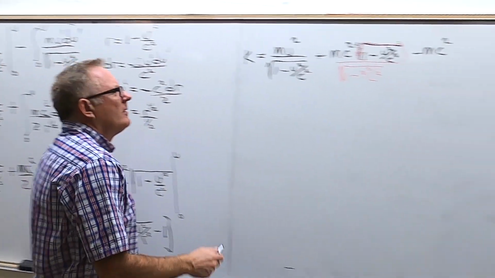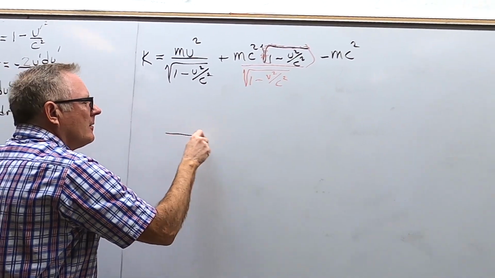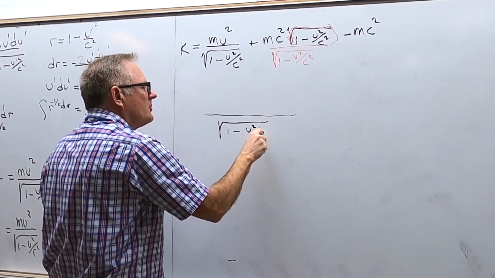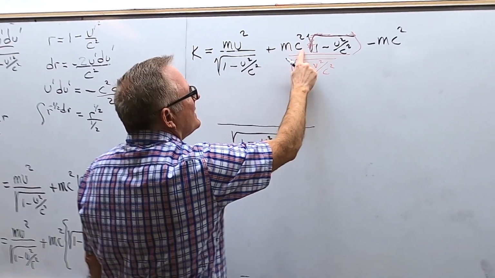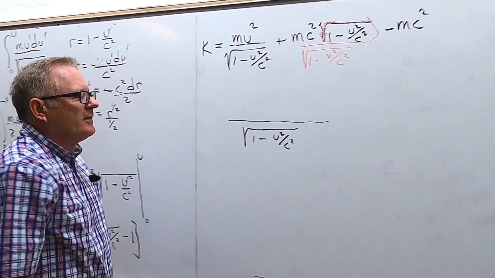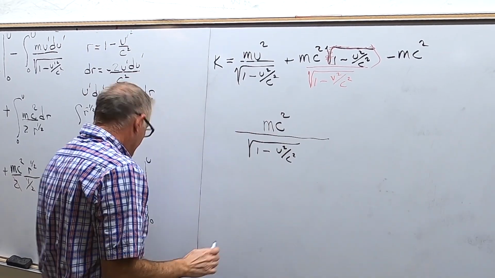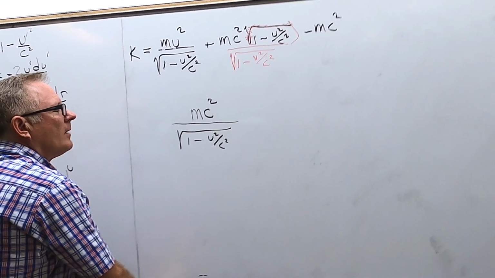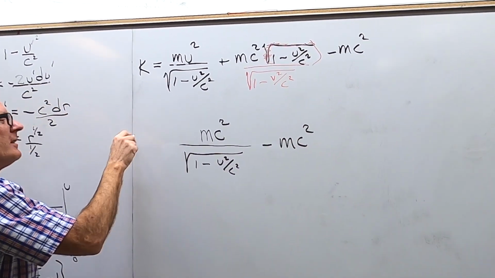Okay, and now if I combine these two terms together, they have the common square root of 1 minus u squared over c squared. But now the numerator, I get an mu squared plus an mc squared minus an mu squared. Well, the mu squareds drop out, and so I just get mc squared. That's all it is up there on the top. And then I also get minus that term on the end, minus mc squared.